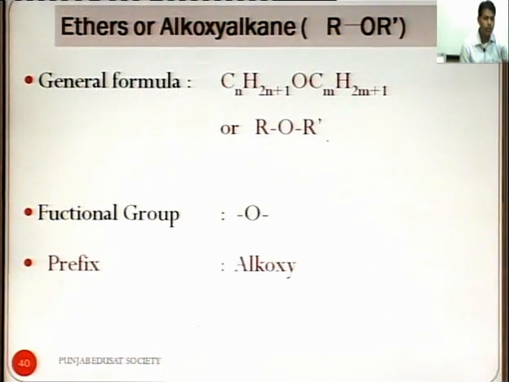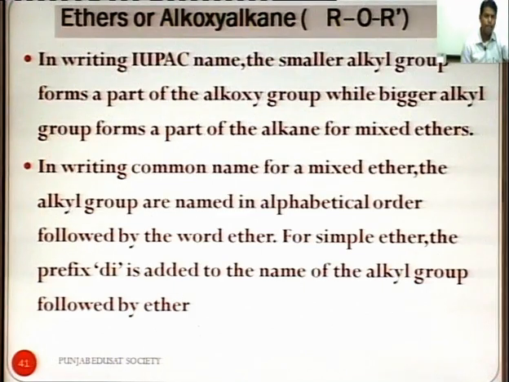The functional group is O, flanked by alkyl groups at both sides. The prefix is alkoxy. In writing the IUPAC name, the smaller alkyl group forms a part of the alkoxy group, while the bigger alkyl group forms a part of the alkane for a mixed ether.